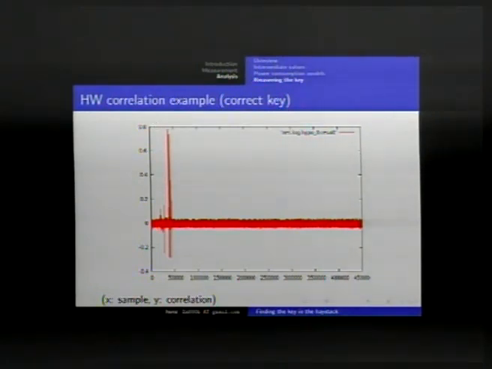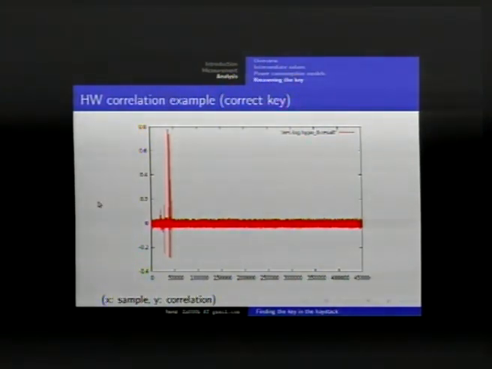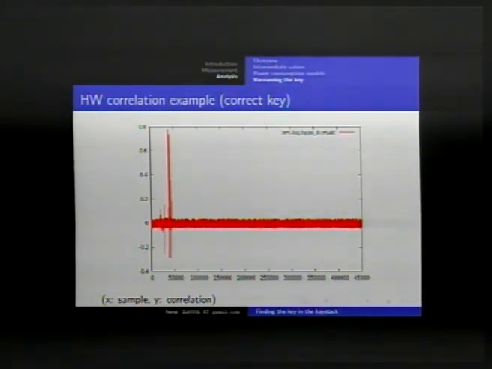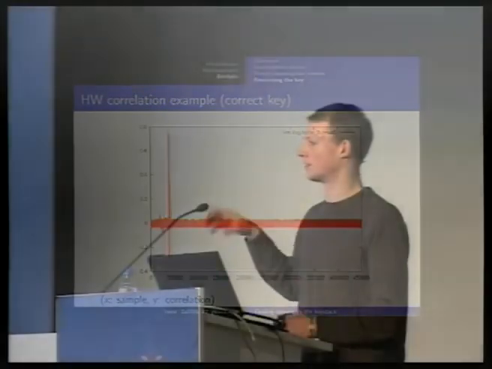And in case you're wondering what negative correlation does, it says you predicted exactly the opposite of the actual value. And you did this every time you predicted the opposite. So it is also correlation, but negative correlation. This is also fine, because it also tells us the key is correct. So you can use the absolute value of the correlation.